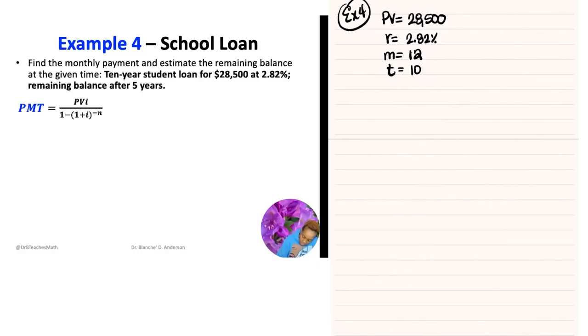Now this is 0.0282, right? And so my I is R over M. So that's going to be 0.0282 divided by 12. And your N is M times T. So that's going to be 12 times 10, which is going to be 120. Okay. So we have our present value, we have our I, and we have our N. So now we can complete the formula.